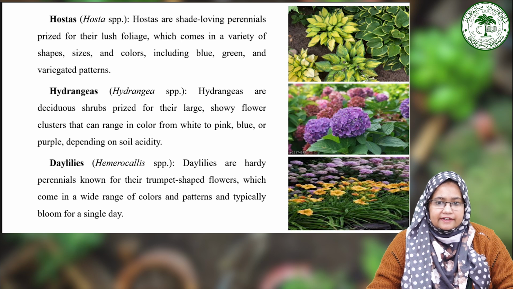Next one is the hydrangeas. They are deciduous shrubs admired for their large, showy flower clusters. The color of hydrangea flowers can vary depending on the soil acidity, ranging from white to pink, blue or purple, as we can see the purple or pink flower in this image. They are prized for their ability to add a bold splash of color to gardens and are often used as focal points or in borders.